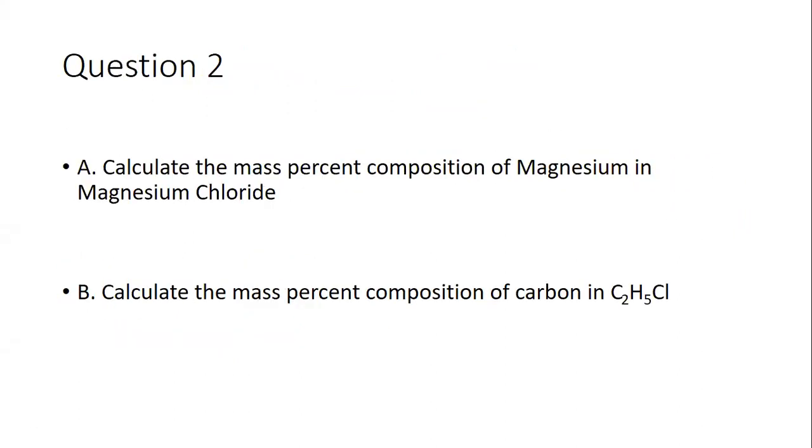So you saw an example on the last slide. What I want you to do is try A and B to see if you understand this. I want you to calculate the mass percent of magnesium in magnesium chloride. The first thing you need to do there is figure out the chemical formula of magnesium chloride. And I want you to calculate the mass percent composition of carbon in C2H5Cl. See if you can get those numbers for me.